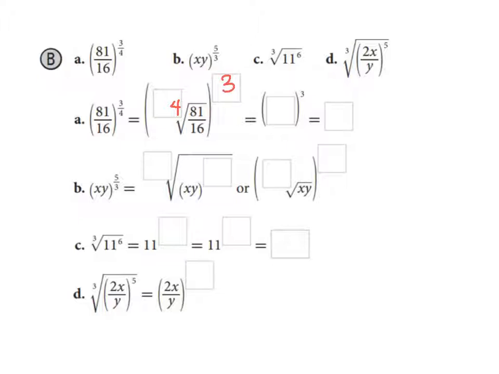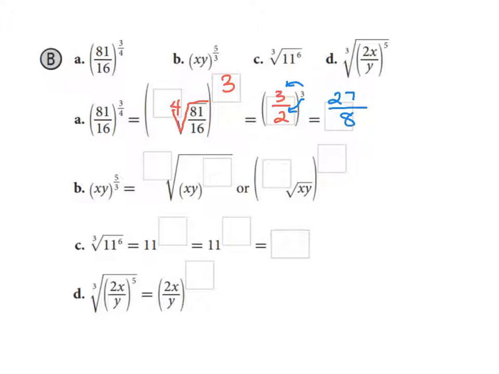Now the 4th root, and I want to make sure that you know that that 4 is tucked in there in that radical symbol. The 4th root of 81 is 3, and the 4th root of 16 is 2. Then I can apply my exponent rule. 3 to the 3rd power is 27. 2 to the 3rd power is 8.